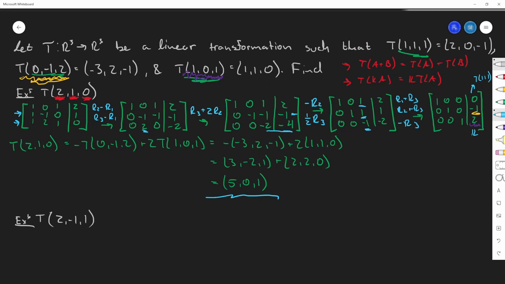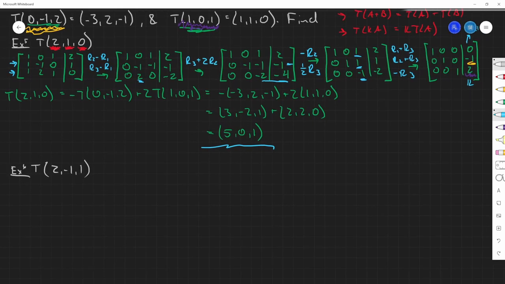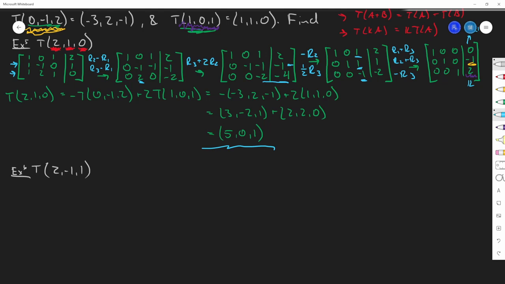And this only works if you still have the same linear transformation, the same givens. So to do the shorter way, unfortunately, it only works once they ask you to find more than one output, because you need to do it the long way the first time around.